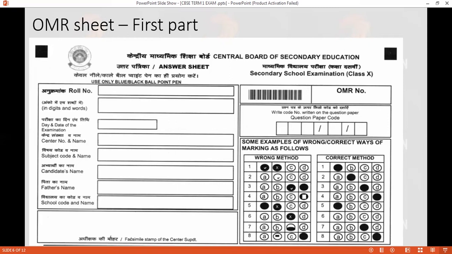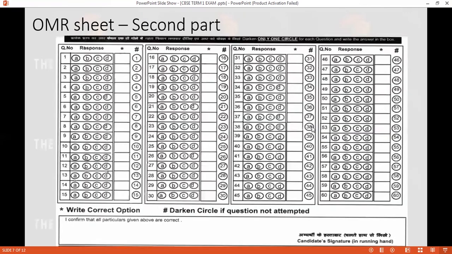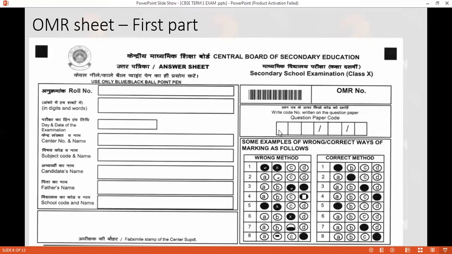Apart from this, you have to fill the question paper code, which you can see is given there. The question paper code needs to be filled. There are some examples given of wrong and correct ways of marking as follows. We are going to get back to that.